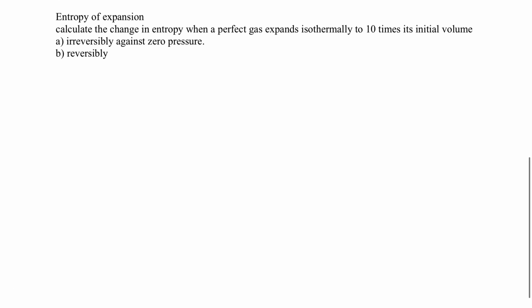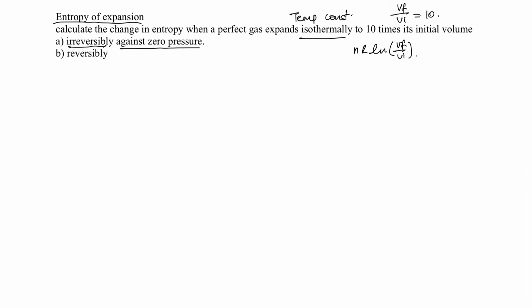Now let's take a look at entropy of expansion. Calculate the change in entropy when a perfect gas expands isothermally. So isothermally means that the temperature is constant, to 10 times its initial volume. So Vf over Vi is equal to 10. Now, you probably know what equation we're going to be using here. The equation is going to be nR times natural log of Vf over Vi. And they want to know irreversibly against zero pressure.